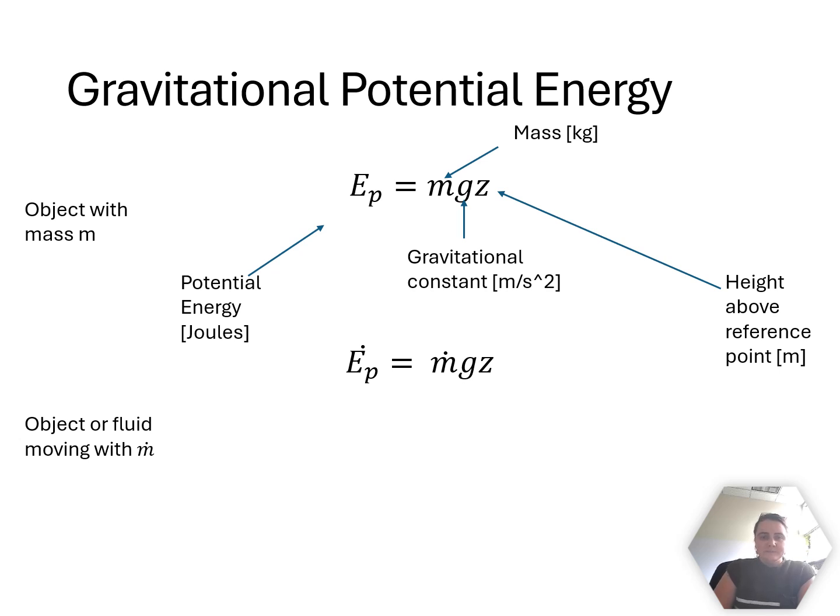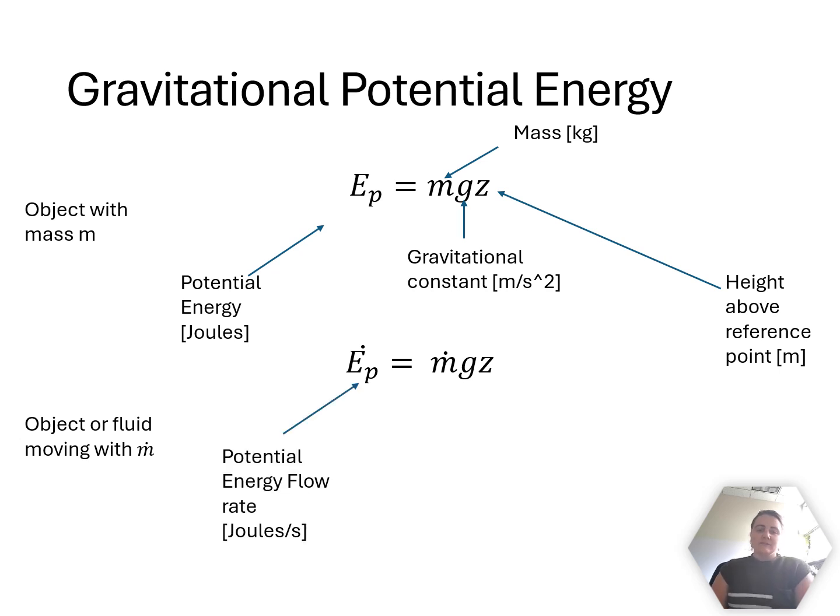The second form of gravitational potential energy is an object or a fluid moving with a mass flow rate. So same as kinetic energy, we've now changed this to a flow of potential energy, and mass is the only thing that can have a flow rate. We can't have a flow rate of height. We can't have a flow rate of a gravitational constant. So that's why you see that dot over the m, because it now has to be a mass flow rate.